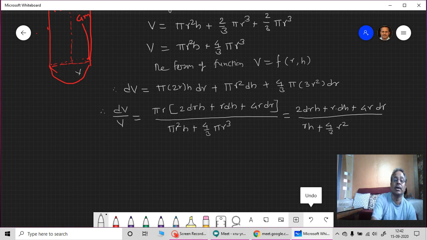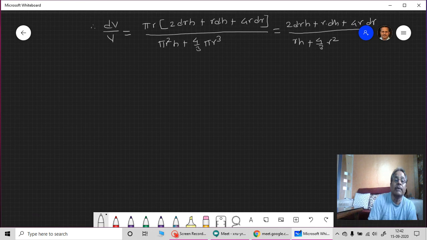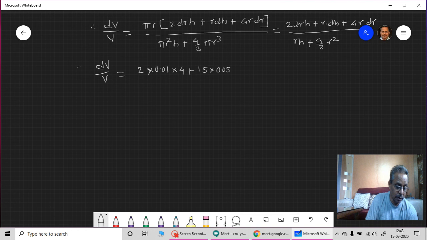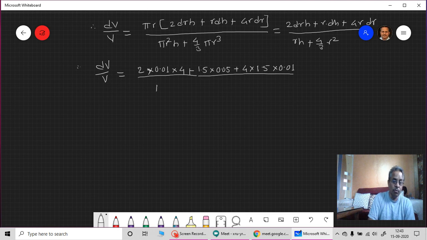Okay, now substitute the numbers. So whatever numbers you have been given, substitute all these numbers there, and therefore dv upon v is equal to, now look at this, radius is changing by 0.01 meters, so 2 into 0.01, multiplied by height, given to be 4, plus radius 1.5 meters into dh, that is 0.05, plus 4 times radius, again 1.5, into dr, 0.01. Now you can use a calculator for all this calculation, or you can do it on your own. Divide by r, which is 1.5, into 4 r into h plus 4 by 3 r, 1.5 square.